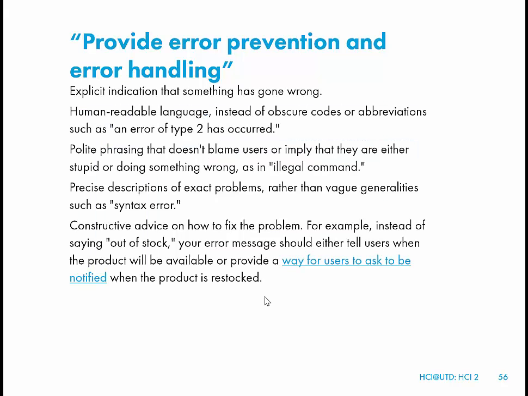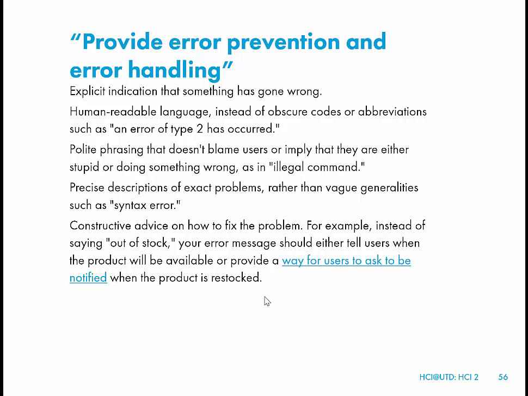when you're providing error handling and prevention, you want explicit indication that something has gone wrong, but you want it in human readable language. You don't want explicit codes. You don't want syntax error with some long error code. You want polite phrasing that doesn't blame the users. You don't want something like an illegal command. You want constructive advice on how to fix the problem. You don't want to say something's just out of stock.